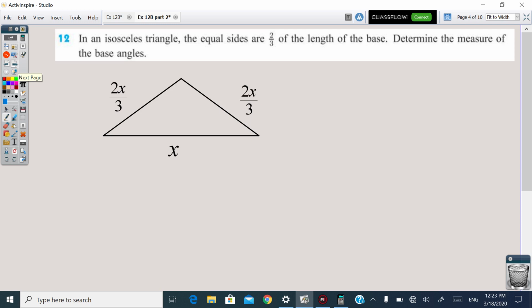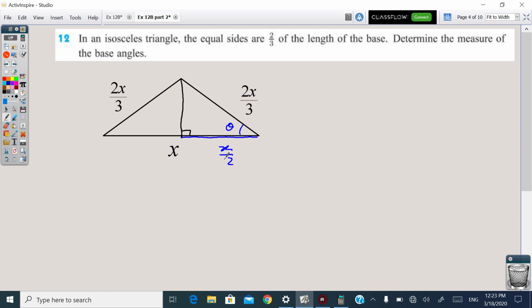Again, the principle here is that the perpendicular bisects the base because it's an isosceles triangle. And don't worry about the axes. We have this length now, which is x over 2, and I want to calculate the base angles.